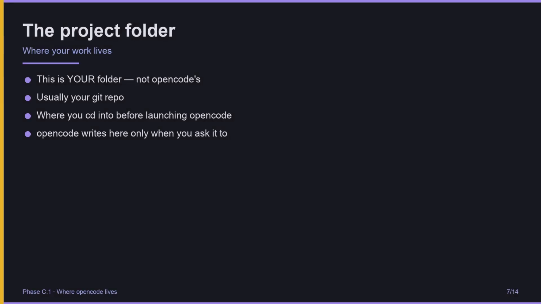The project folder. This is your folder, not opencode's. Usually your Git repository. This is where you cd into before launching opencode. Opencode writes here only when you ask it to: edit a file, create a file, run a command. Otherwise it leaves your project alone.